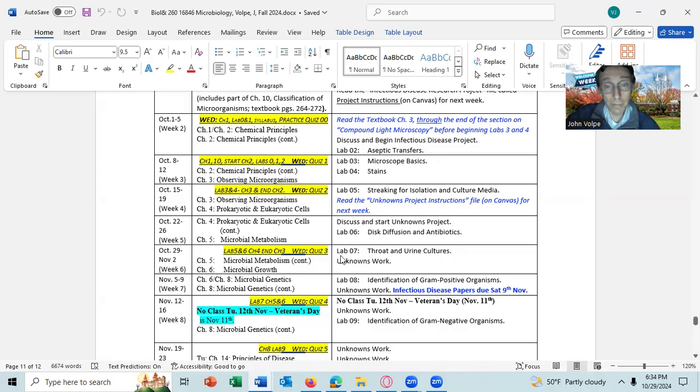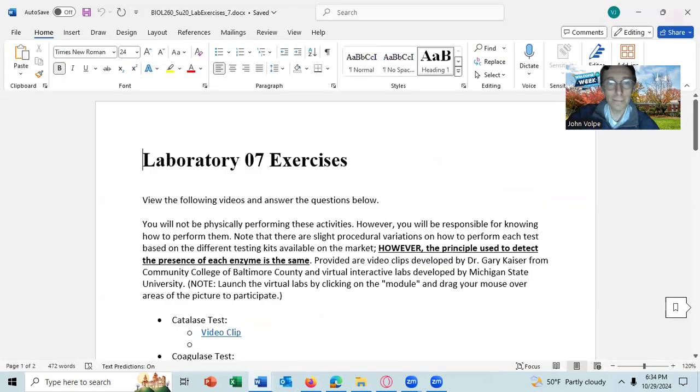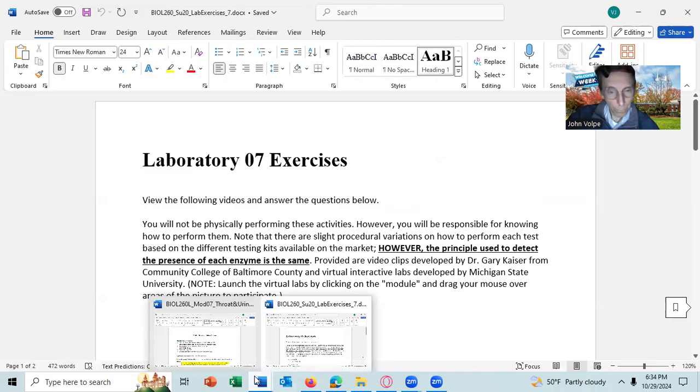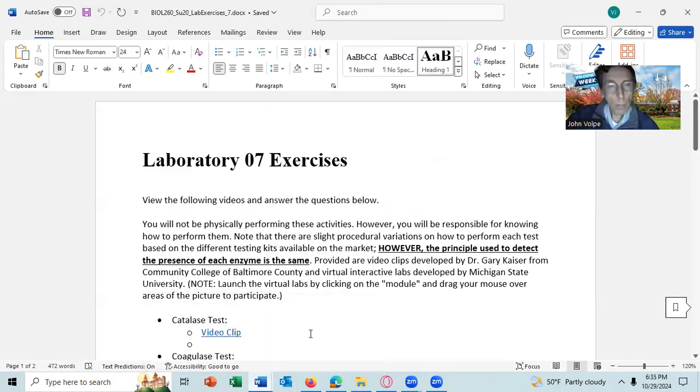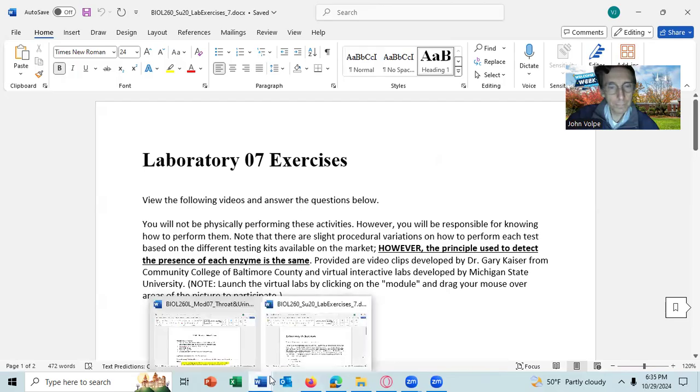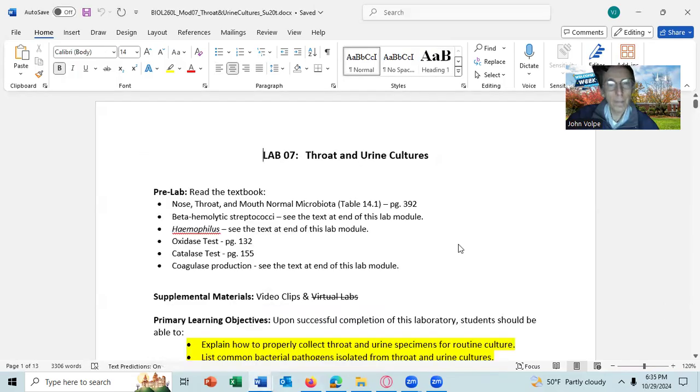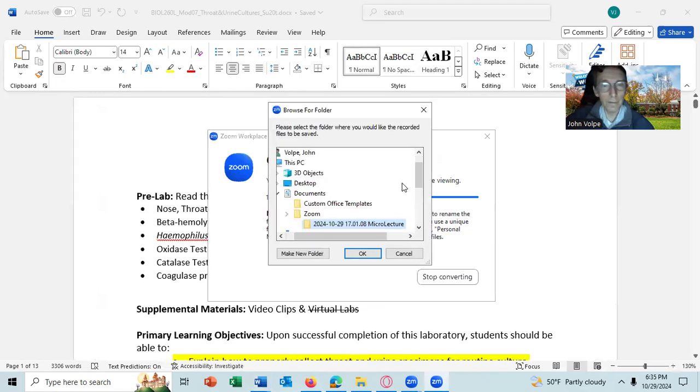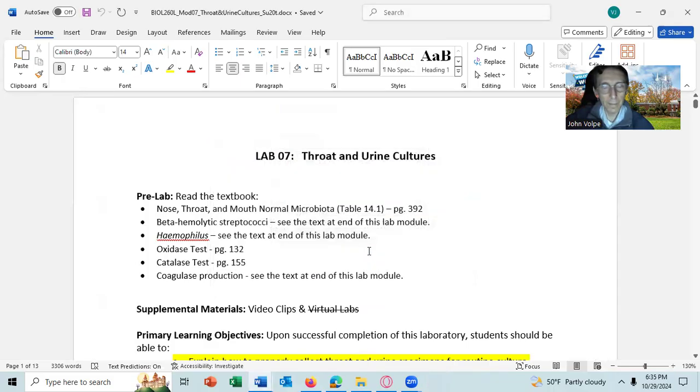All right, today we're doing Lab 7, throat and urine cultures. I don't think I need this. I'm going to shut that down. Oop, didn't get it. There we go. Lab 7, throat and urine cultures. Oh, good. The lecture Zoom page is finished, and so my computer will now speed up.